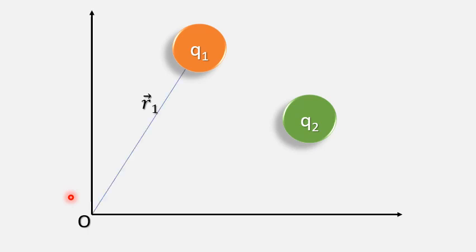Instead, we are told that q1 is at position vector r1 with respect to some point O, and q2 is at some vector r2 with respect to origin O of some coordinate system. Now, how do we find out force between q1 and q2? So we assume that the distance between the two is r, but we don't know what is r. We know what is r1, we know what is r2, we don't know what is r.